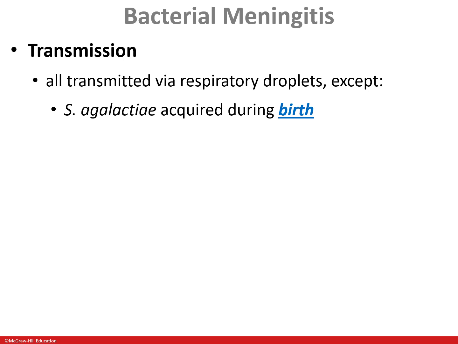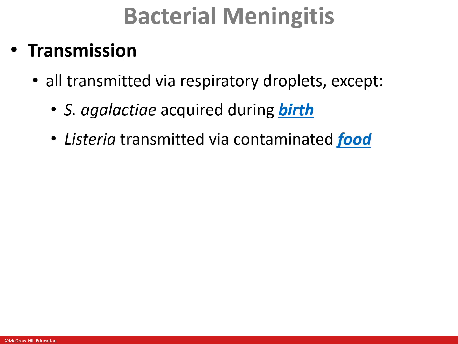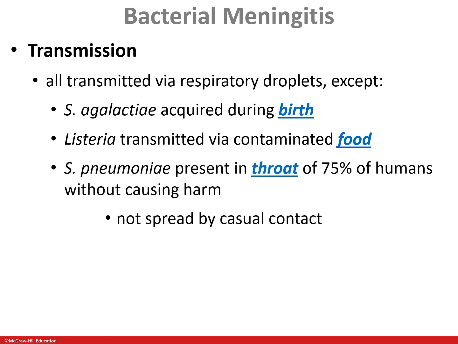So we can lump all those five together as being transmitted through respiratory droplets with a few exceptions. That last one we just talked about, Streptococcus agalactiae, is not respiratory droplet spread. It is spread through the birth canal. Listeria is also not respiratory, but is transmitted through ingestion of contaminated food. And Streptococcus pneumoniae is respiratory droplet spread. Because it's in the throat of about 75% of humans without causing any infection, it's readily spread.